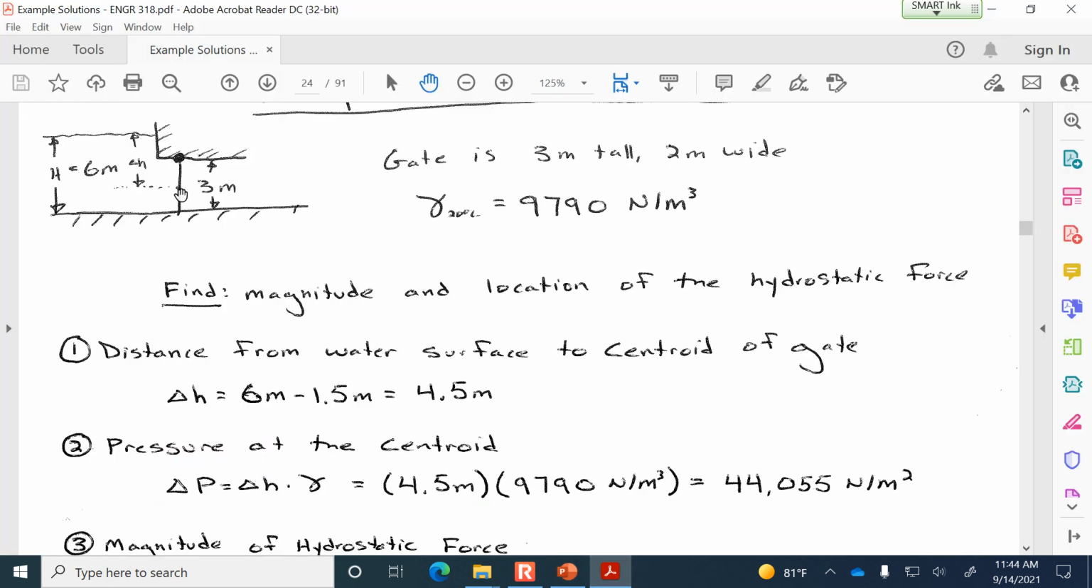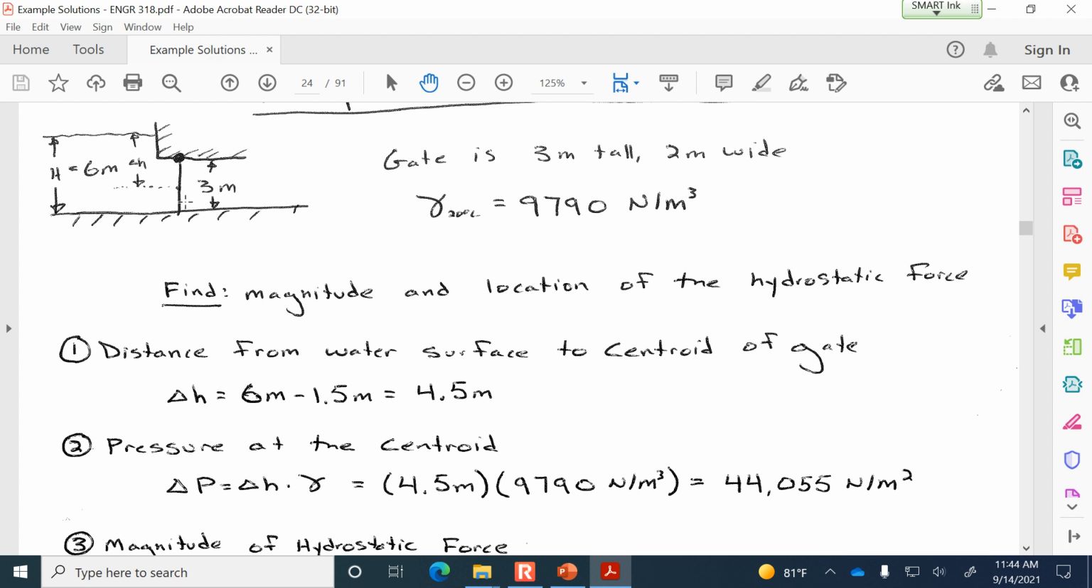So here in the solution, we're going to be measuring delta H from the center of area of the gate. I've got it in blue here, this blue dot on the board. And so delta H will be half of the gate height, 1.5 meters, plus the 3 meters that it is from the water surface down to the edge of this concrete wall. So in total, it's 4.5 meters, which is the distance from the water surface to the centroid of the gate, delta H.